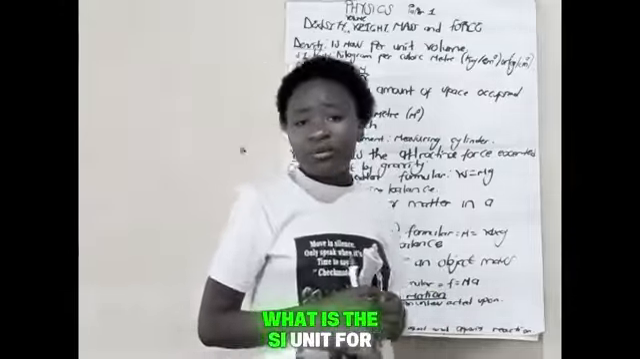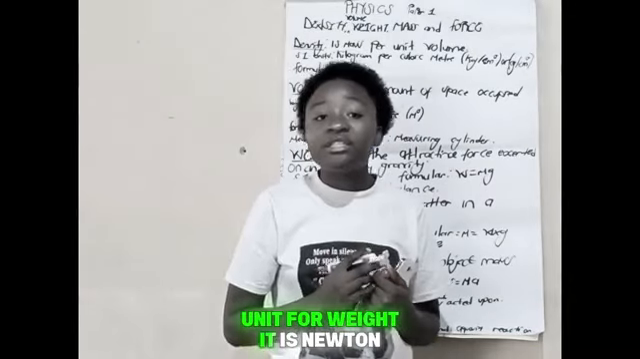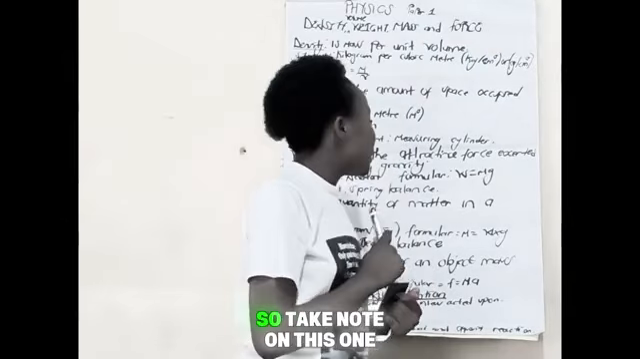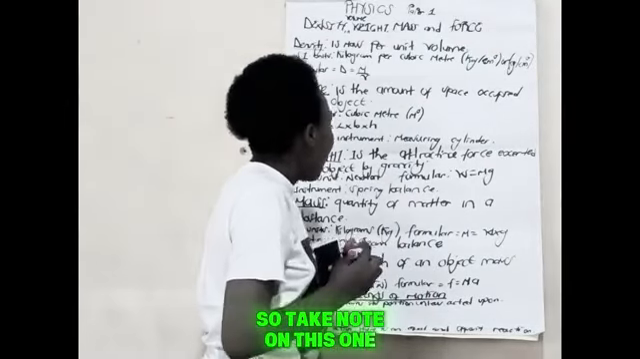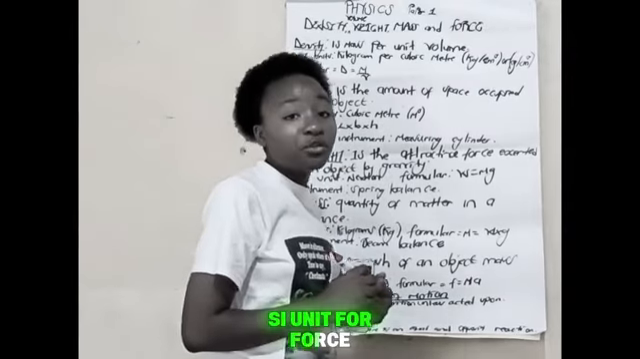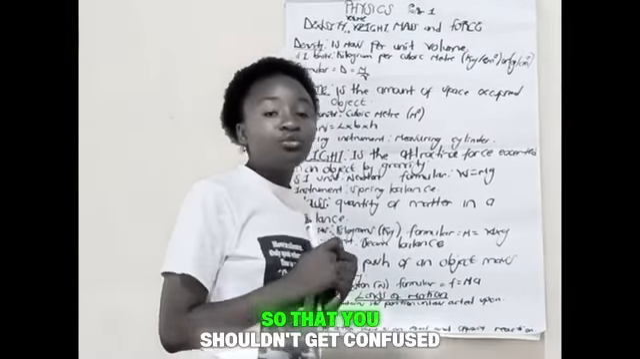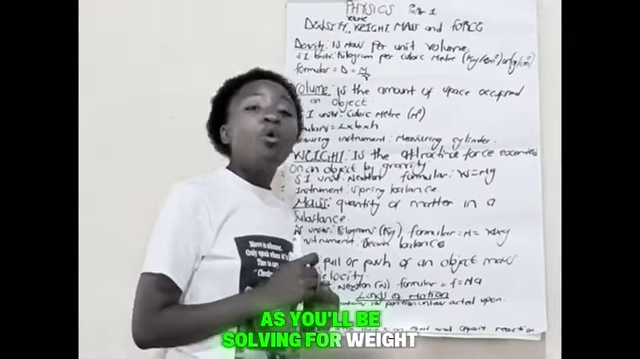What is the SI unit for weight? The SI unit for weight is Newton. Take note on this one: the SI unit for weight is also the same as the SI unit for force. We're going to look at that when we look at force. So you should take note of that so that you shouldn't get confused as you'll be solving for weight.